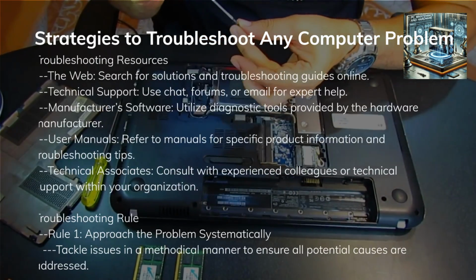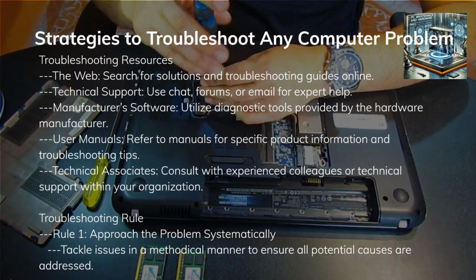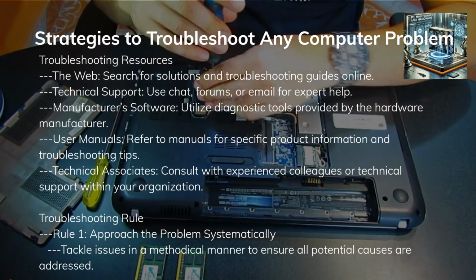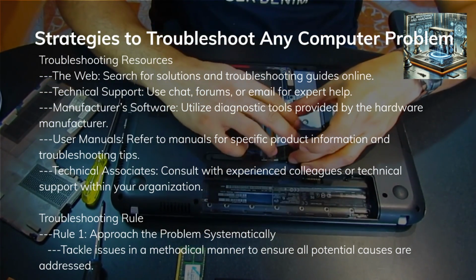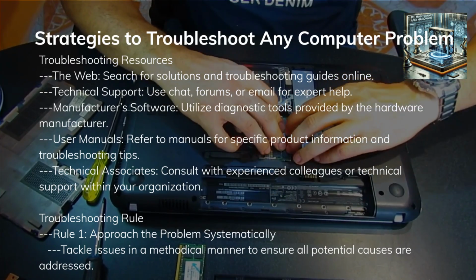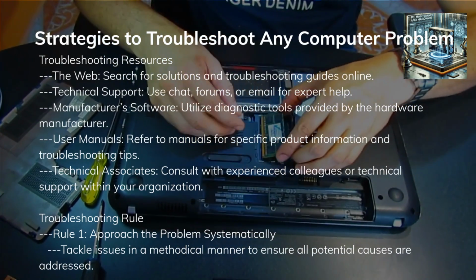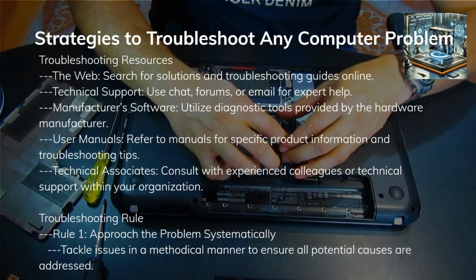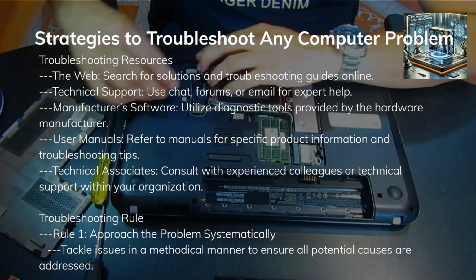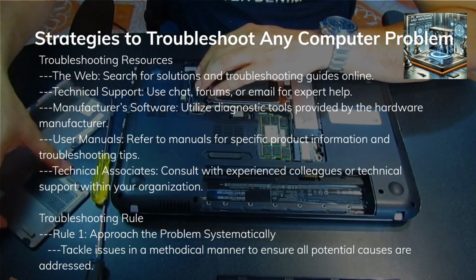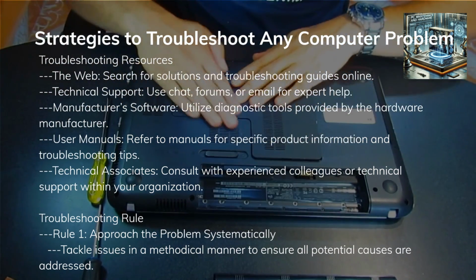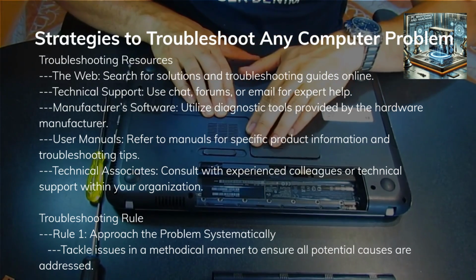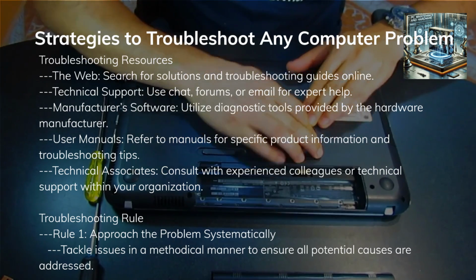When troubleshooting, several resources can help you find solutions. You can search the web, use chat or email support, and explore forums. Manufacturers' diagnostic software and user manuals can also be valuable tools. Additionally, technical associates within your organization may offer insights. As we move forward, keep in mind there are 13 key troubleshooting rules, starting with Rule 1. Always approach the problem systematically.